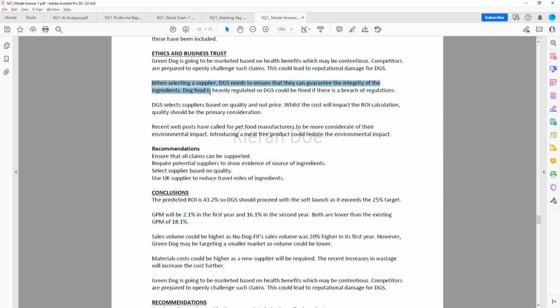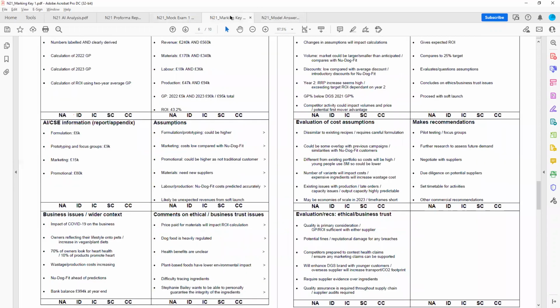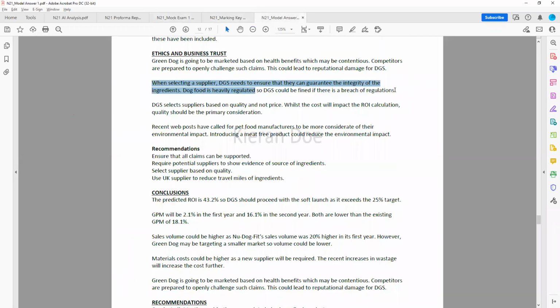So what the issue is. This was about the dog food being heavily regulated, and there was an issue here with some of the new suppliers. And then we said what the impact would be on the business, and again a recommendation of something to do.